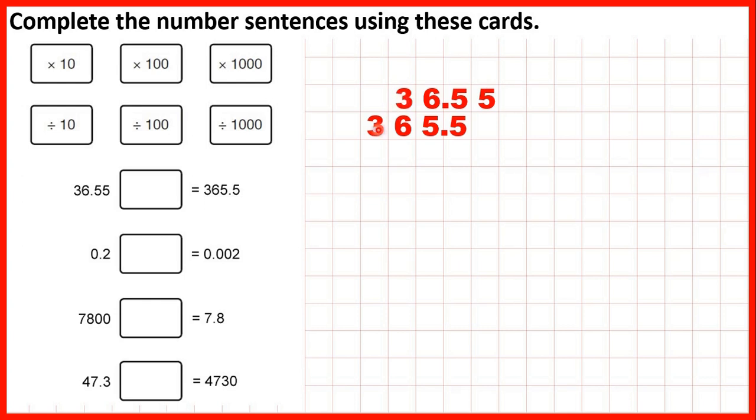Well, the digits have moved one place to the left. If the digits move to the left, we're multiplying, and if they've moved one place, that's multiplying by 10, because the number 10 has 1 zero, so we move the digits one place. So we need times 10.